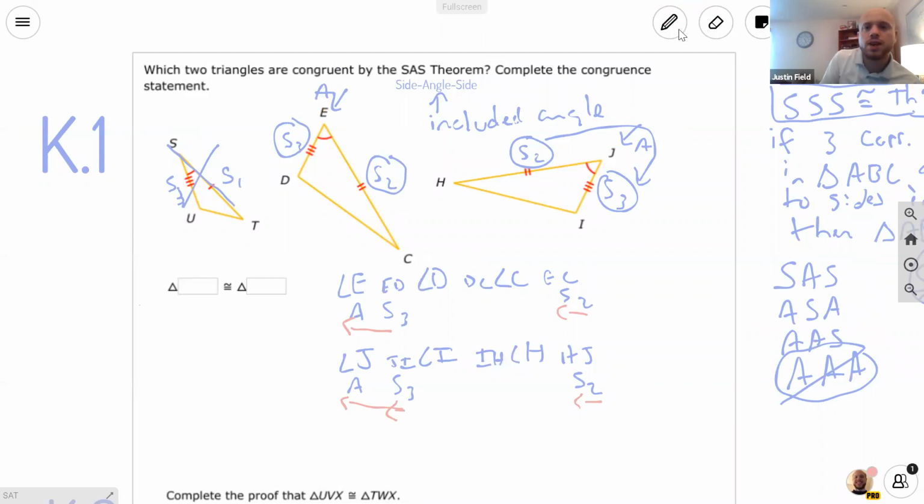And so when we write congruent statements, we have to write the corresponding angles in order. So EDC and JIH. EDC, JIH. So angle E and J correspond, D and I, and also C and H. So you have to write it in the right order.